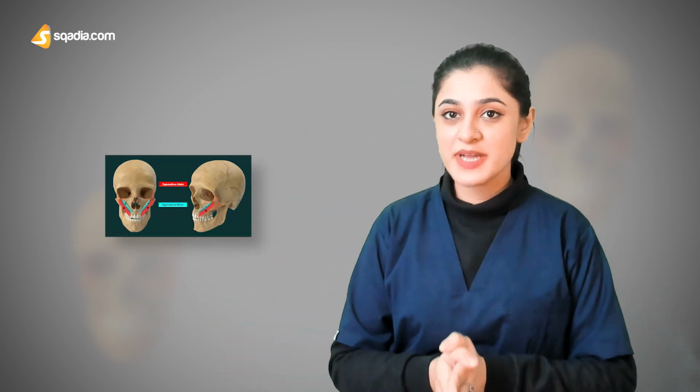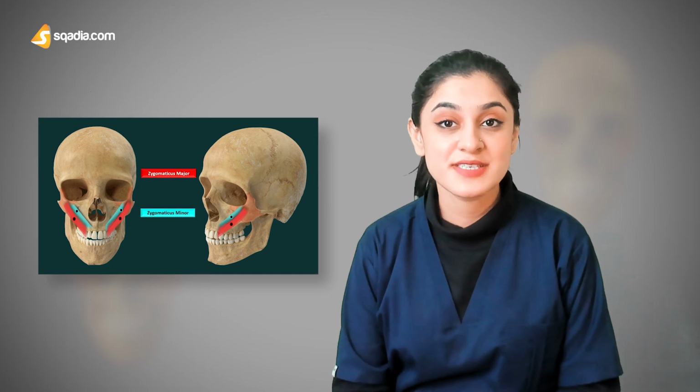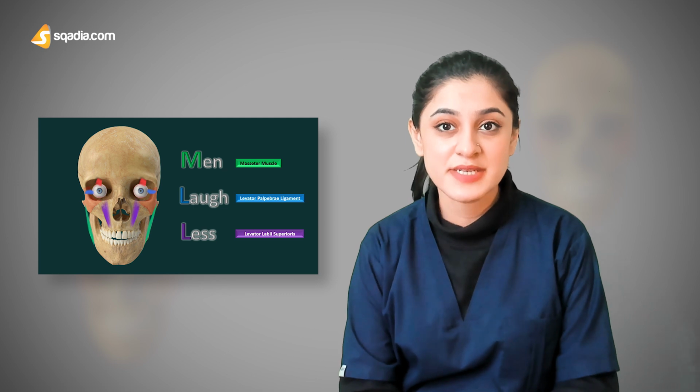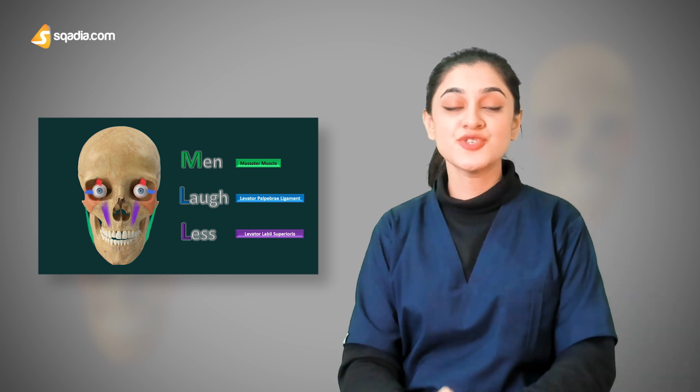So remember, we have now a bunch of 5 muscles: zygomaticus major, zygomaticus minor, the masseter muscle, the levator palpebral ligament, and the levator labii superioris. That's a wrap up. Now you guys have a good understanding about the anatomy, the landmarks, and the features of the zygomatic bone, which forms our face and gives it a better shape. So whenever you smile or make any facial expressions, you're going to remember this bone.